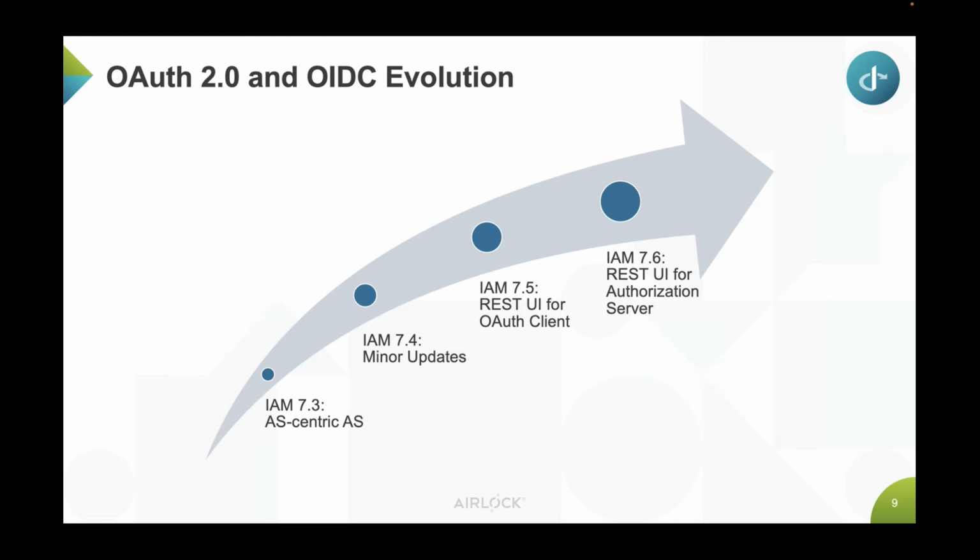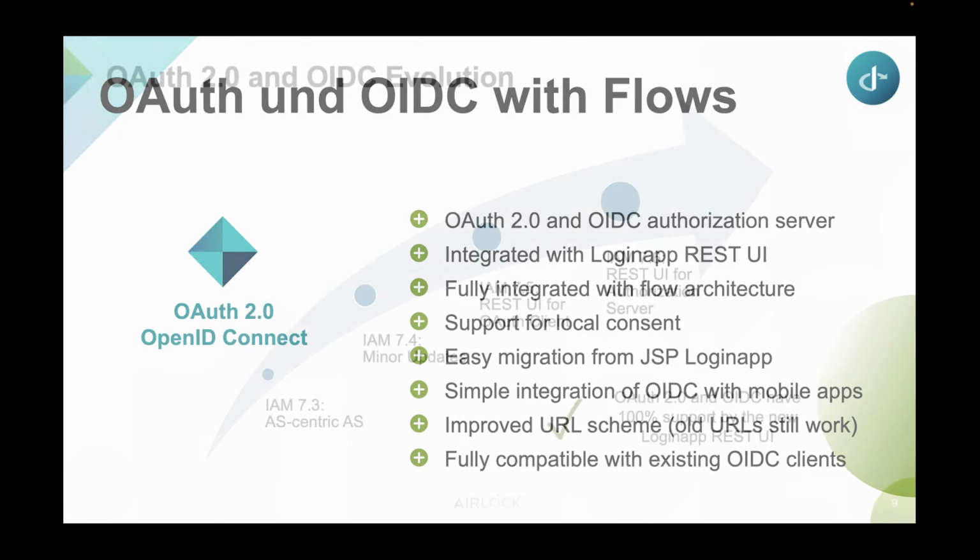And now we're at 7.6, and we completed the journey by adding the REST UI for the authorization server, so you can use it now to authenticate and issue access, refresh, and ID tokens directly with the new UI. So in essence, what this means is that we're now 100% complete with the journey for OAuth and OpenID Connect, and the new Loginapp will support all the features that we have. Now, what are those features?